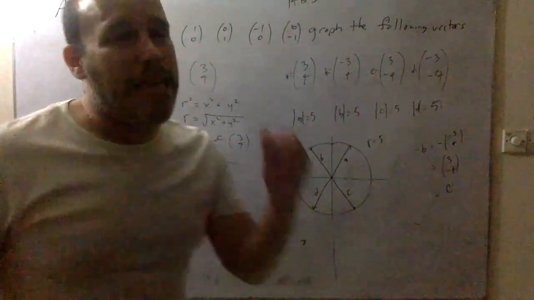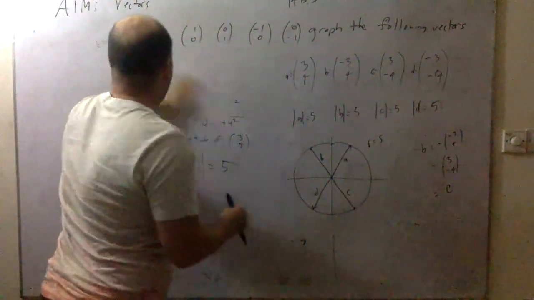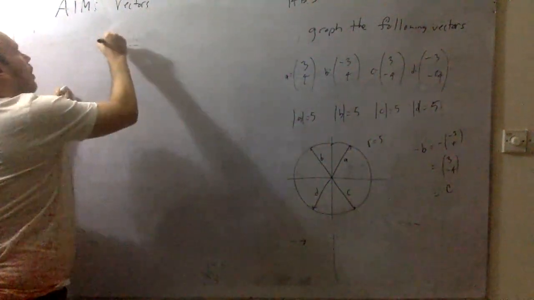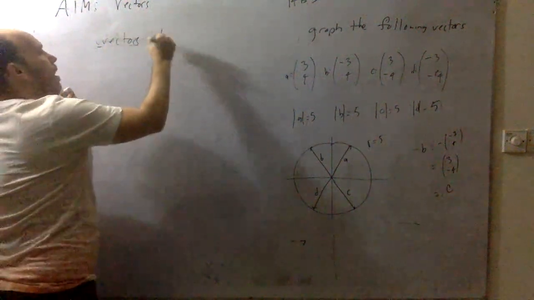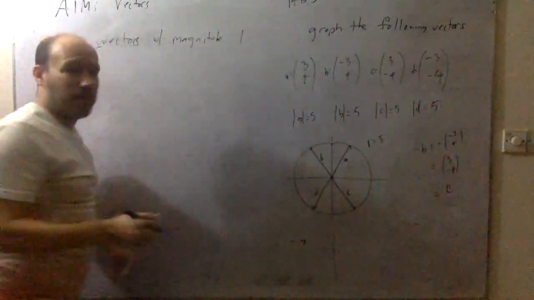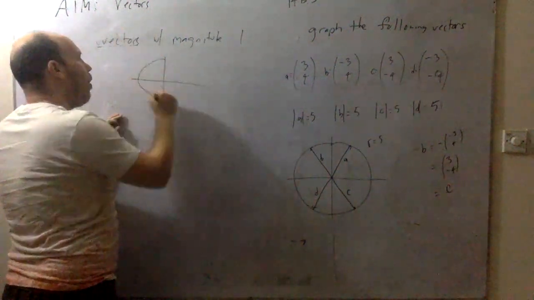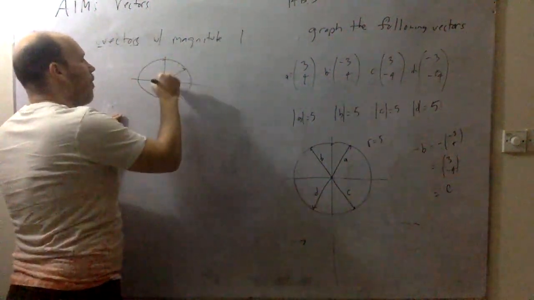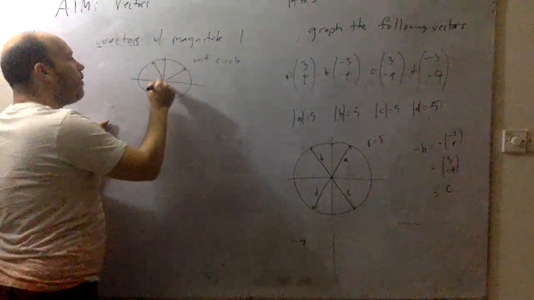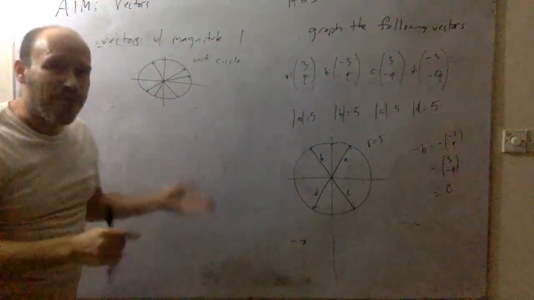Now we're interested in vectors with unit magnitude, that is, magnitude of 1. Now this is kind of interesting. We're interested in all the vectors that are on the unit circle. We're interested in all of these vectors, right? All of these vectors have magnitude of 1.